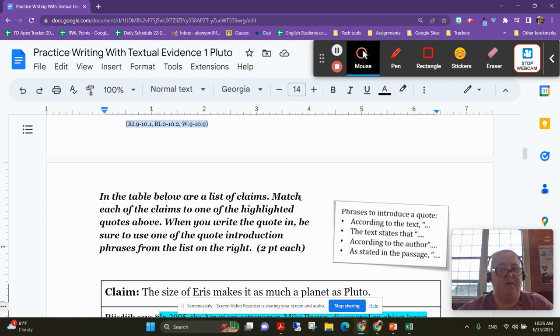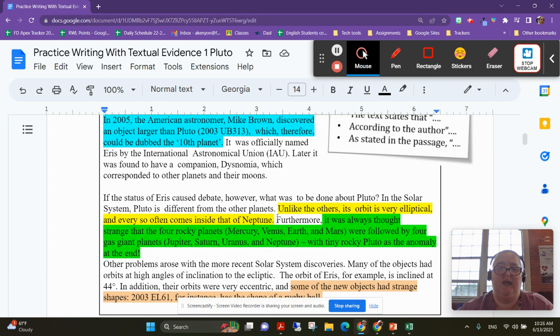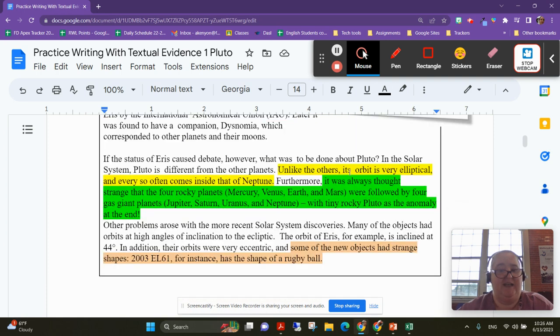Okay, so I'm going to assume you were responsible and you paused, okay? The quotes, and I've highlighted them for you, okay? The quote here actually could be either one of these, okay? Unlike the others, its orbit is elliptical, so that's one way that Pluto is different.